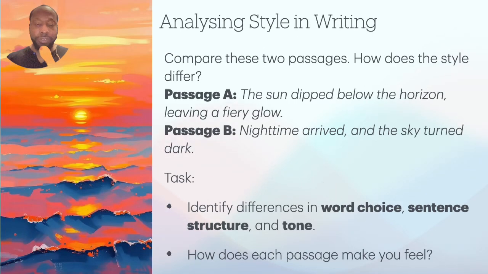Again, quick task. I'd like you to pause the video in a moment and jot down your thoughts. Comparing these two passages, how do you think the style differs? Passage A: the sun dipped below the horizon, leaving a fiery glow. Passage B: night time arrived and the sky turned to dark.